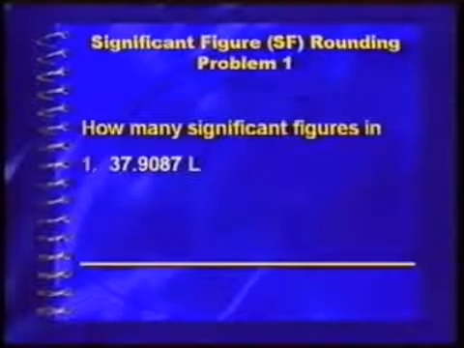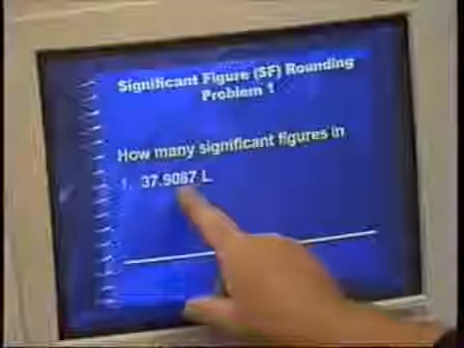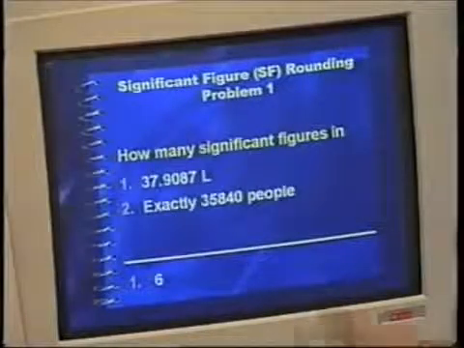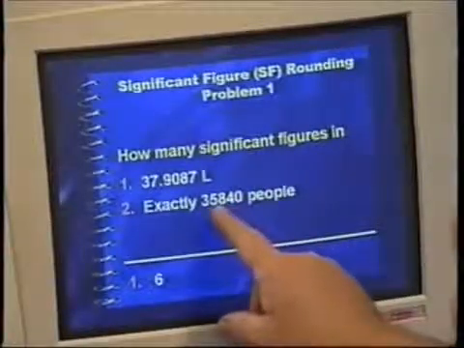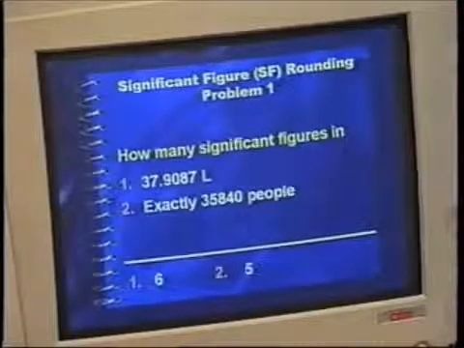The other type of rounding involves significant figures. In fact, I can fill a whole program about significant figures. It's perhaps best illustrated by means of some examples. I've got an example here where you're asked to find how many significant figures there are in 379087. Now, there are 6 significant figures. You just count how many figures there are. In the next one, that 0 is used to count people, so there are exactly 35,840 people. There are 5 significant figures in that measurement.